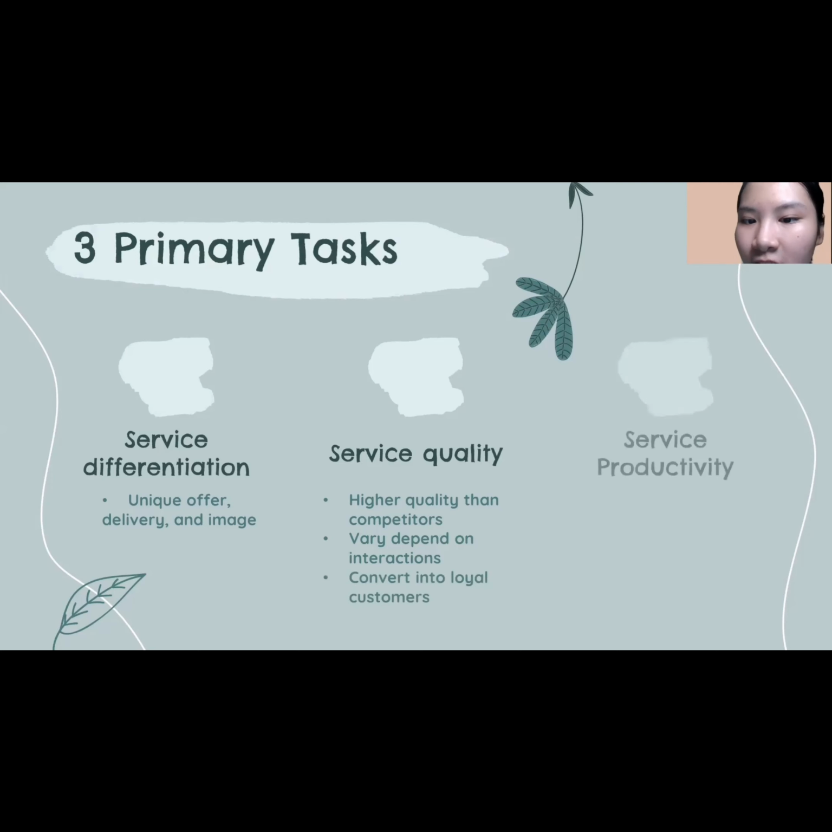Last but not least, service productivity can be managed in a variety of ways. They can improve their employees' training or hire new staff, and alternatively, they can expand the quantity of their services by sacrificing some quality and leveraging technology.